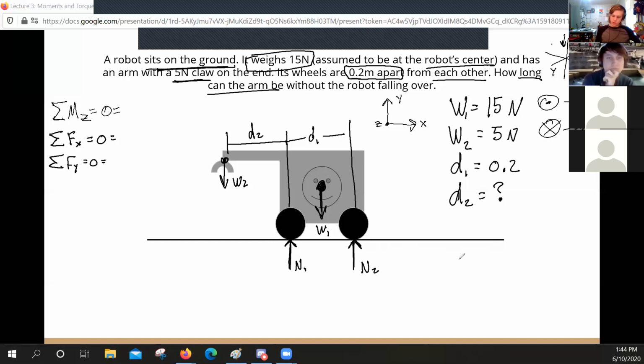So we got our normal forces. Now that we have all of our things in our diagram, we can go ahead and write out some of these equations. So would someone like to pick an equation and write a bit of it out?